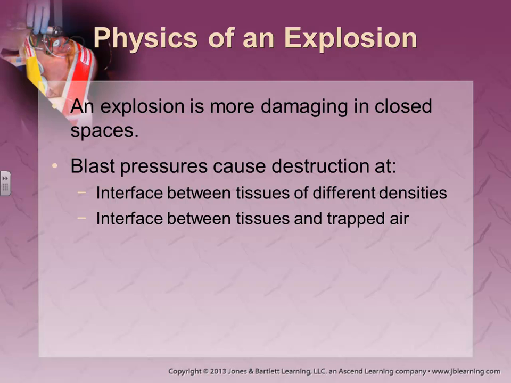The pressure has caused the destruction at the interface between tissues of different densities and the interface between tissues and trapped air. Now, when we talk about the tissues, how are the different organs or the different tissues in the body going to react to a blast type injury? Well, your fat's going to absorb more than your muscle is. So your fat would absorb more, your muscle would transfer it more. What about your hollow versus your solid organs?